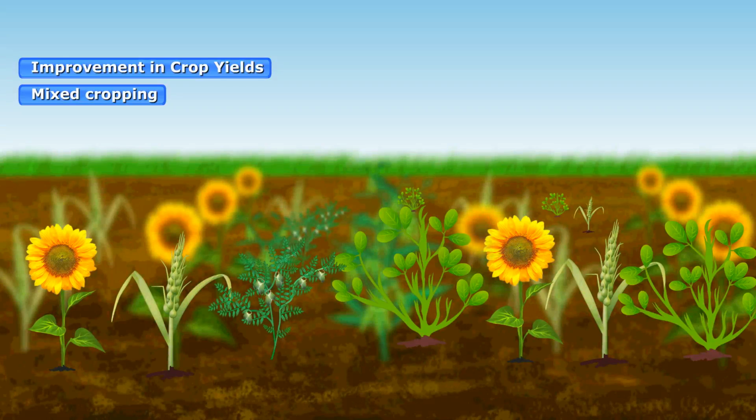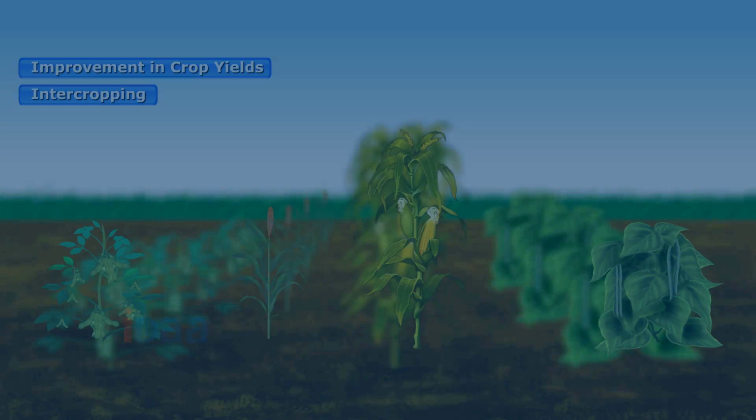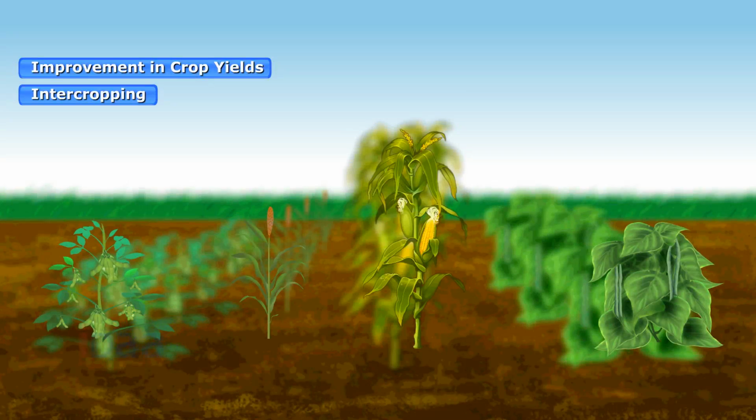Mixed cropping. Mixed cropping is growing two or more crops simultaneously on the same piece of land. Example: wheat plus gram or groundnut plus sunflower. Intercropping. It is growing two or more crops simultaneously on the same field in a definite pattern. Example: soybean plus maize or bajra plus lobia.